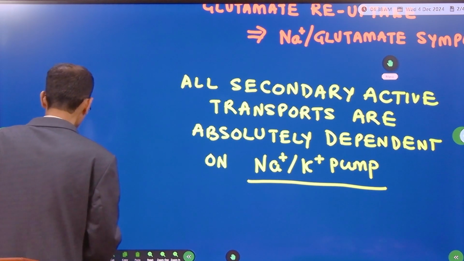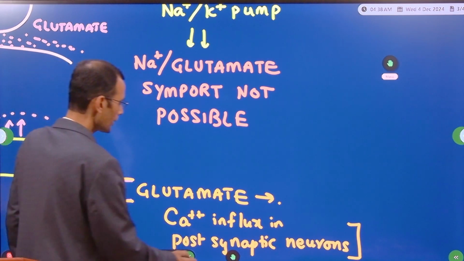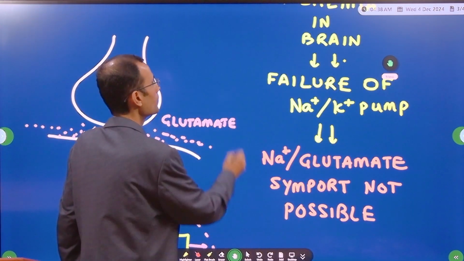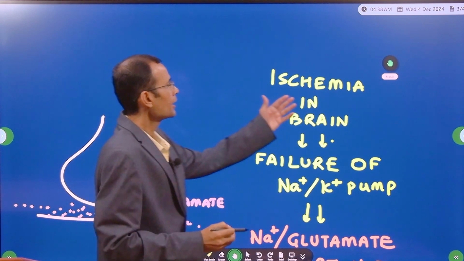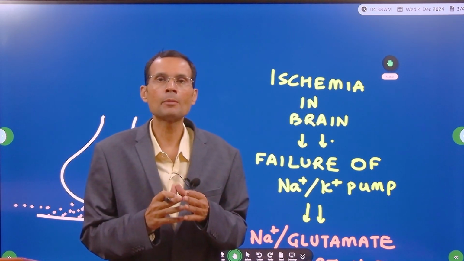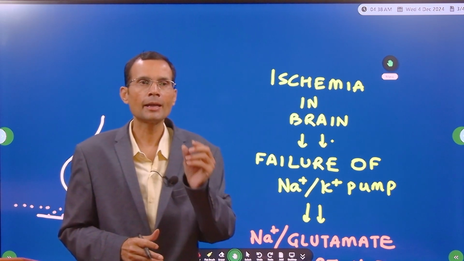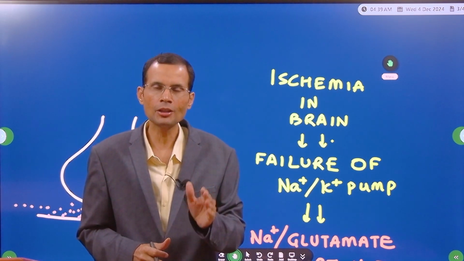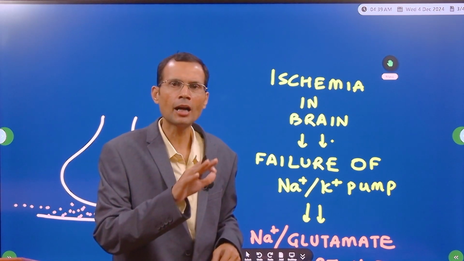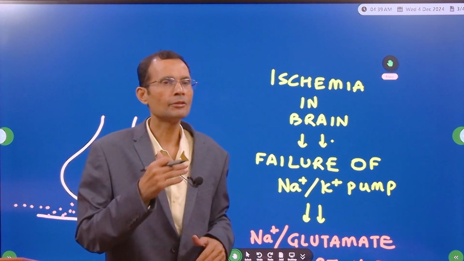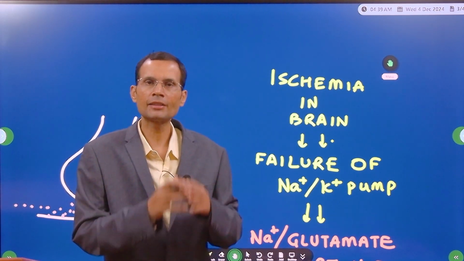So let's see what happens in this particular clinical condition called penumbra. Let's say there is ischemia in some part of the brain. As we saw in the representative diagram, a particular blood vessel was ruptured and therefore a particular area became ischemic, followed by necrosis and cell death in that region.